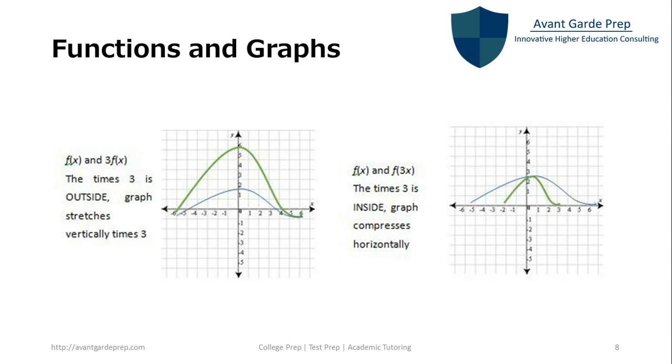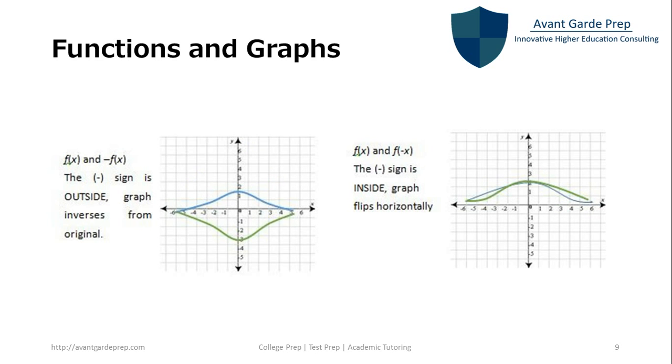Our next example shows the effect of multiplying inside and outside the parentheses. When the entire function is multiplied, the graph stretches vertically. This can be seen on the left. The function was multiplied by 3, and so it stretches up 3. If you see, the y-intercept is at 2, but the new one is at 6 because 3 times 2 is 6. On the right-hand graph, the multiplication is inside the parentheses. The output actually compresses horizontally, and so you can see that the graph has been smashed horizontally.